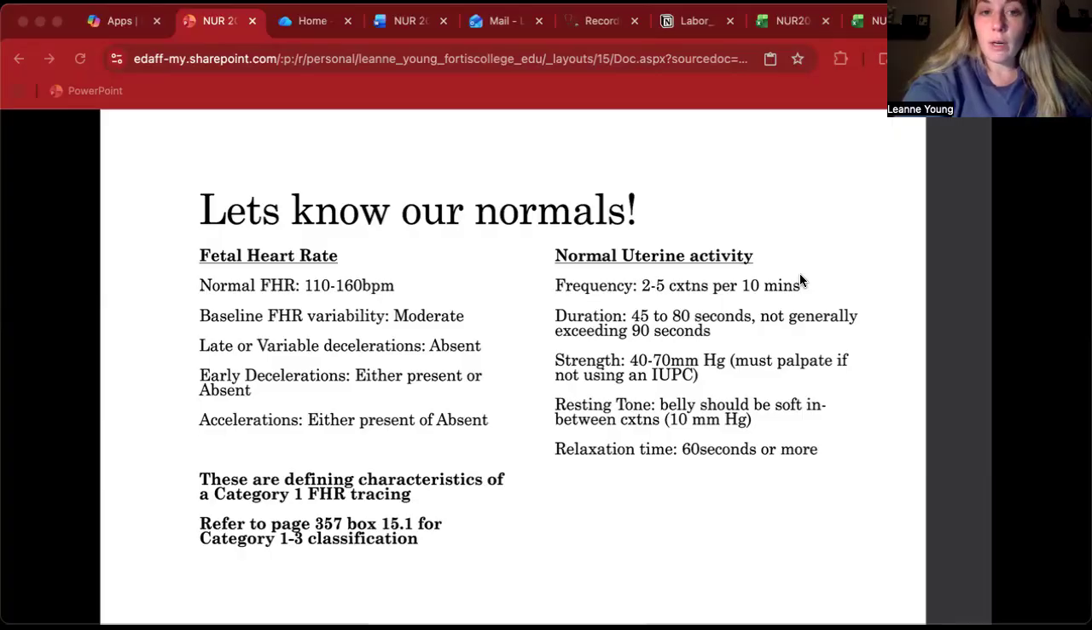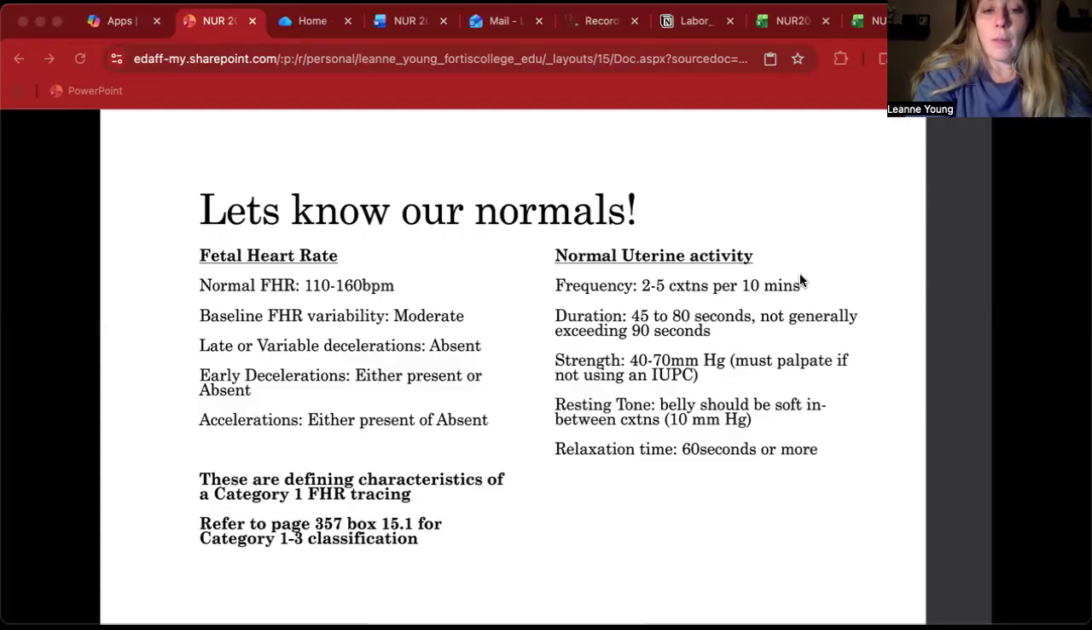What is our standard for uterine activity for our contractions? So our frequency should be 2 to 5 contractions every 10 minutes. Okay. Anything more than that, a contraction every minute, that's too many. That's too many at once. That's tachysystole. And then obviously, if you're not having contractions, you're not making progress. The duration, the contraction should last from 45 to 80 seconds, and they don't usually exceed 90 seconds, but I've had contractions last 2 minutes before. It just depends. But for effective contractions, they should be between 45 to 80 seconds.